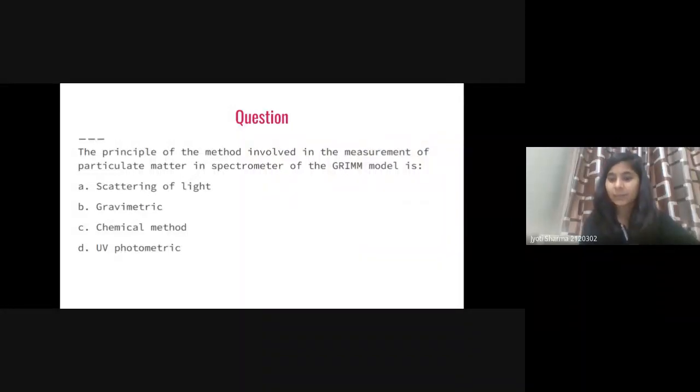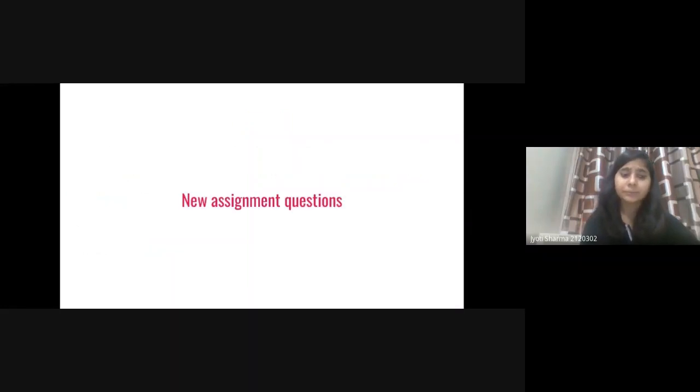So everyone gave me the answer, that is the scattering of light. We will talk about this. This is the phenomenon that we will exploit to measure the particulate matter in the spectrometer of the Grimm model. So yes, A should be the right answer, scattering of the light.